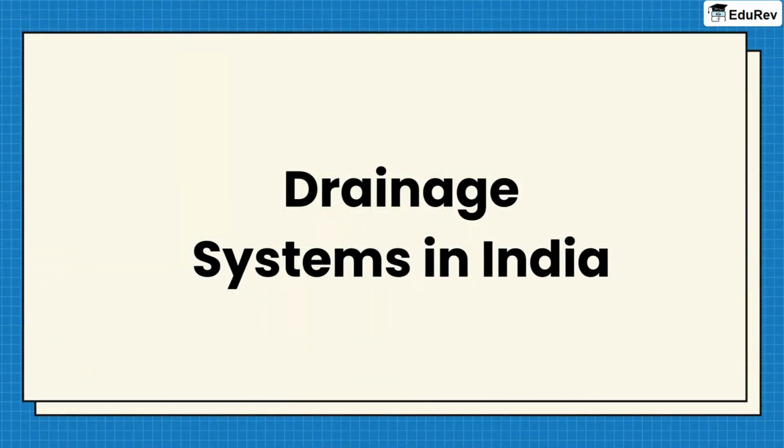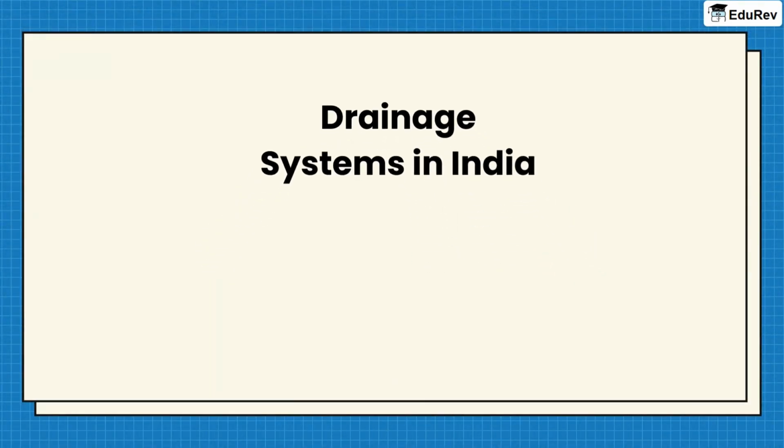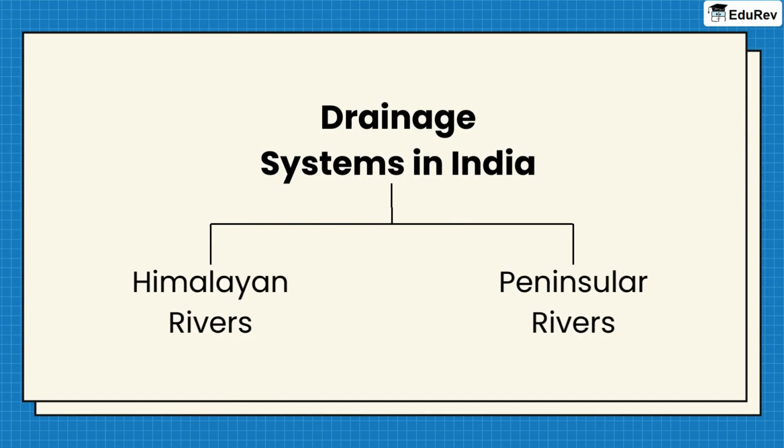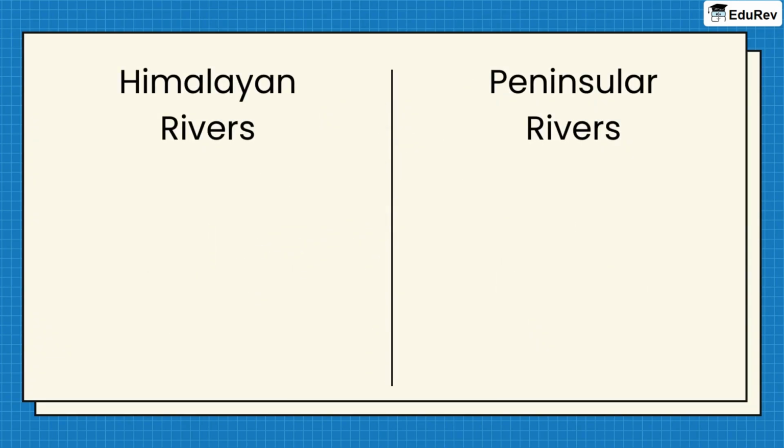Let's see the drainage systems in India. The Indian rivers are divided into two major groups, namely, the Himalayan rivers and the peninsular rivers, based on their origination. Now, we'll cover the difference between the two types of rivers.